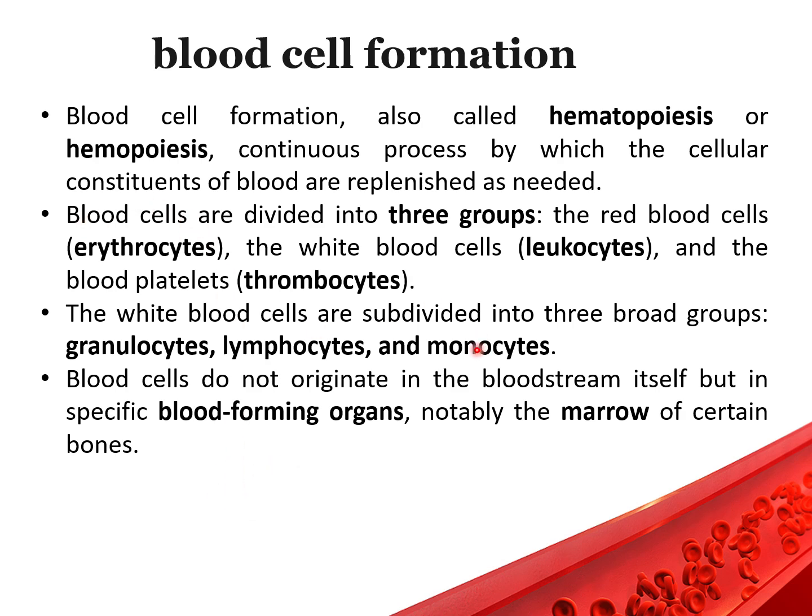The second point discusses the major three groups which we see in the blood. The first is erythrocytes, which are also called red blood cells, leukocytes, called white blood cells, and platelets, which are also called thrombocytes.